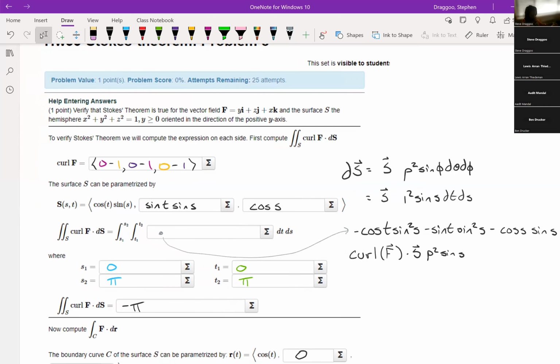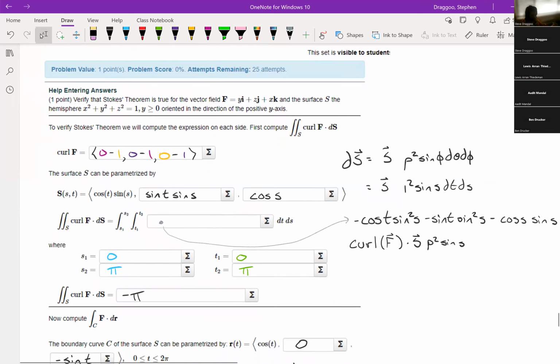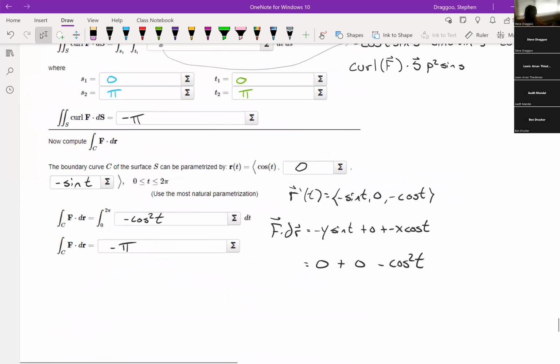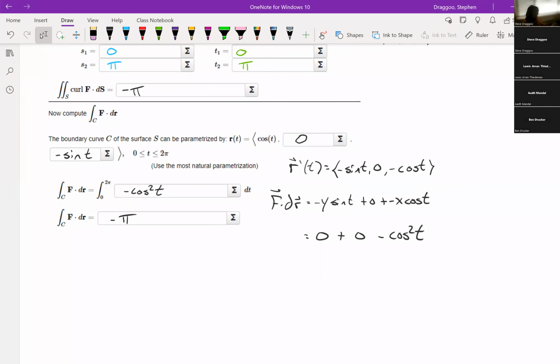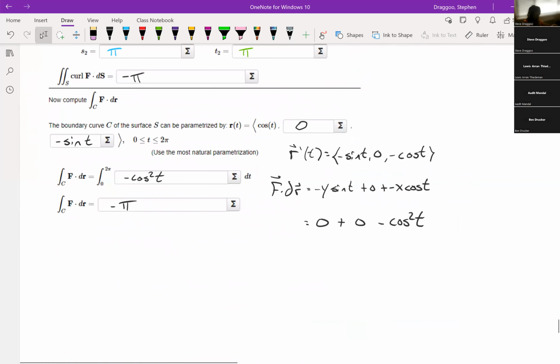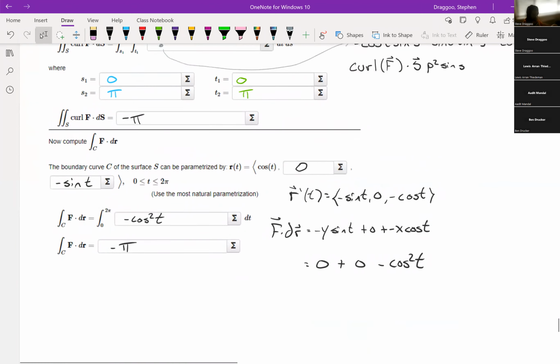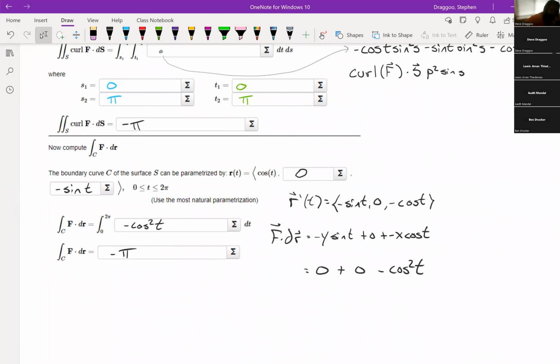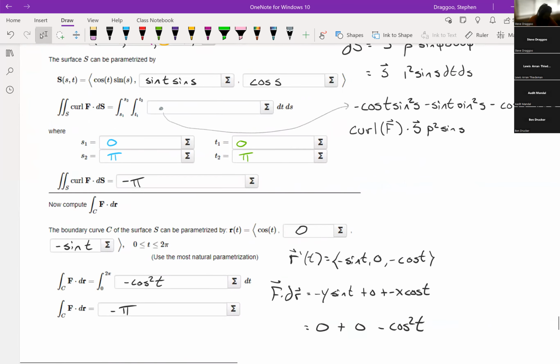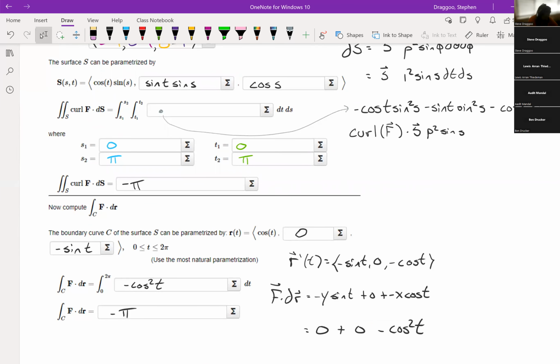Cool. I did some stuff where we calculated the curl. It's over here on the right. I think that part's okay. Oh no, I've lost some elements over here. Oh wait, no, I'm looking at the wrong problem. Cool. So for the rest of it, I calculated a double integral. I ended up getting this negative pi.